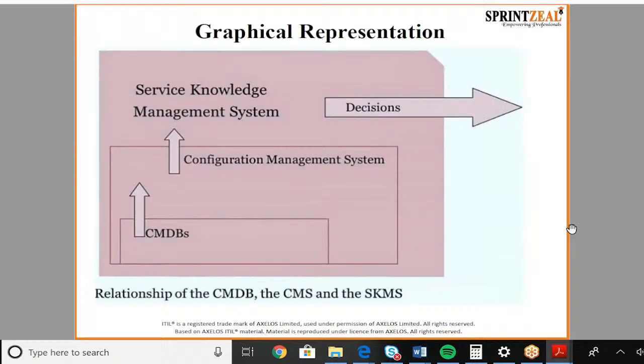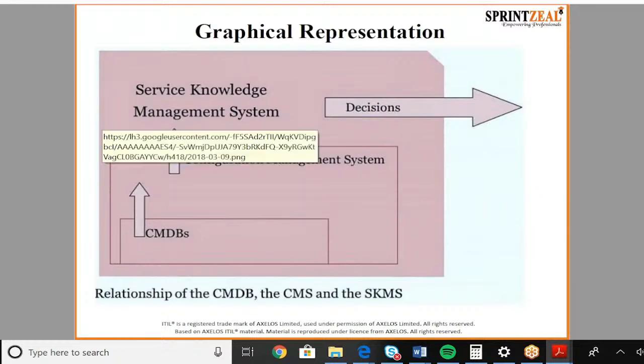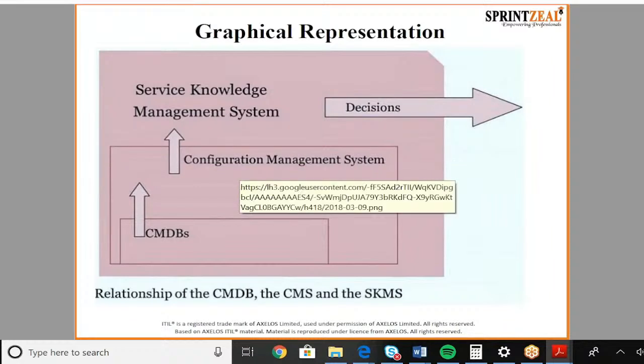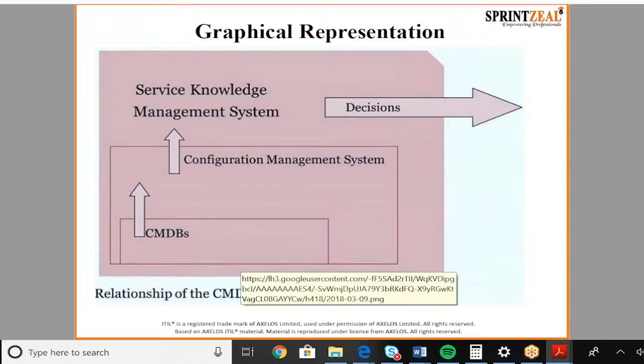Got it. Graphical representation of the service knowledge management system. This huge square here is your service knowledge management system. Your CMDB, which is your configuration management database, resides within your configuration management system, which also resides in your service knowledge management system. So sometimes the graphical representations can be a little misleading because some of these systems do not sit in the same environment, right?